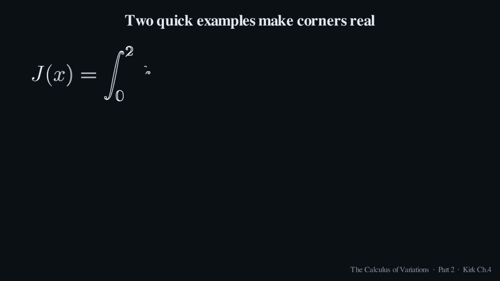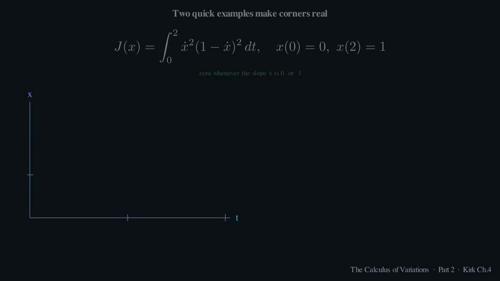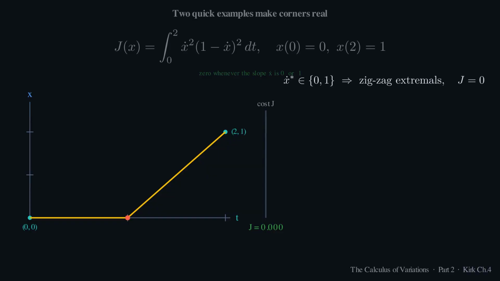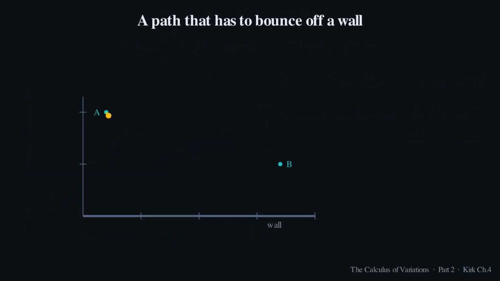Two quick examples make corners real. First, minimize the integral from 0 to 2 of x dot squared times 1 minus x dot squared with the path from 0 up to 1. The integrand is 0 whenever the slope is 0 or 1. So the cheapest paths are zigzags, flat stretches and 45-degree climbs, splicing slopes of 0 and 1, each with 0 cost. A whole family of broken extremals, all tied at the value 0. The straight line connecting the endpoints, the smooth answer, actually costs more, 1/8.